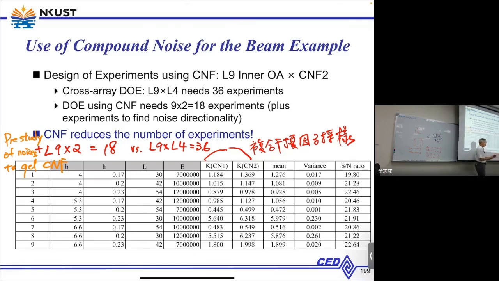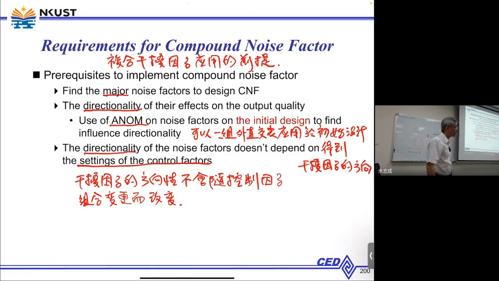If the direction changes, then this assumption will be incorrect, which means that the combination of compound noise 1 in another design will not guarantee the output to be the lowest, then you have a problem. Therefore, the third requirement for the application of a compound noise factor is you have to make sure the direction of the noise vectors will not change because of the change of control factors.